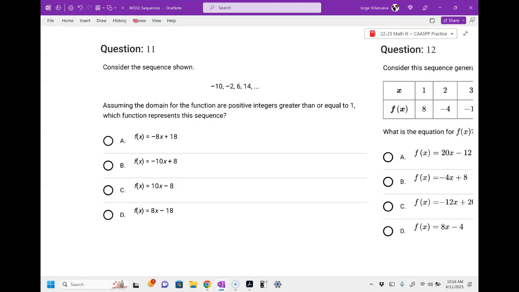Just out of curiosity, has anybody figured out A, B, C, or D? You think it's D? What were you going to say? D? Yeah, it's going to be D. Okay. Again, which one should I start with?